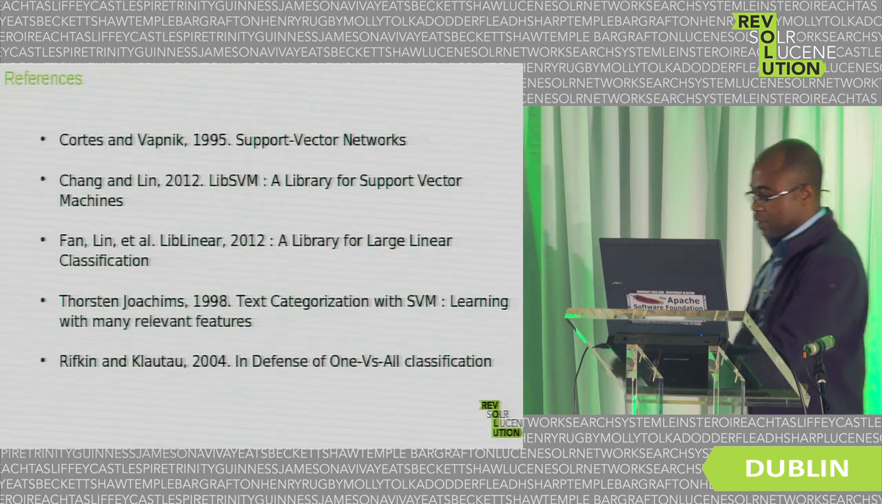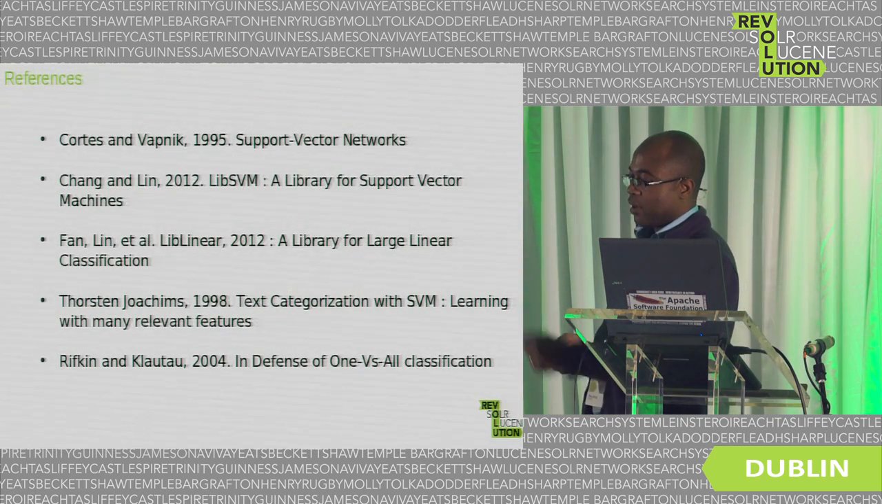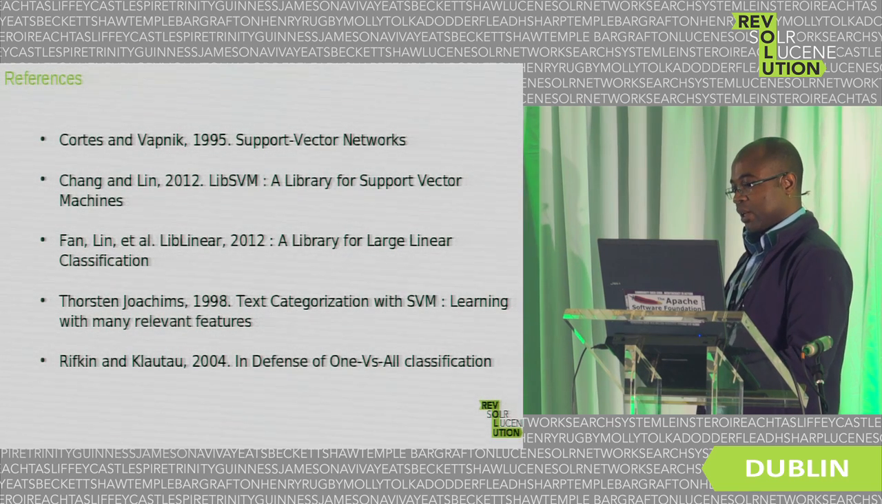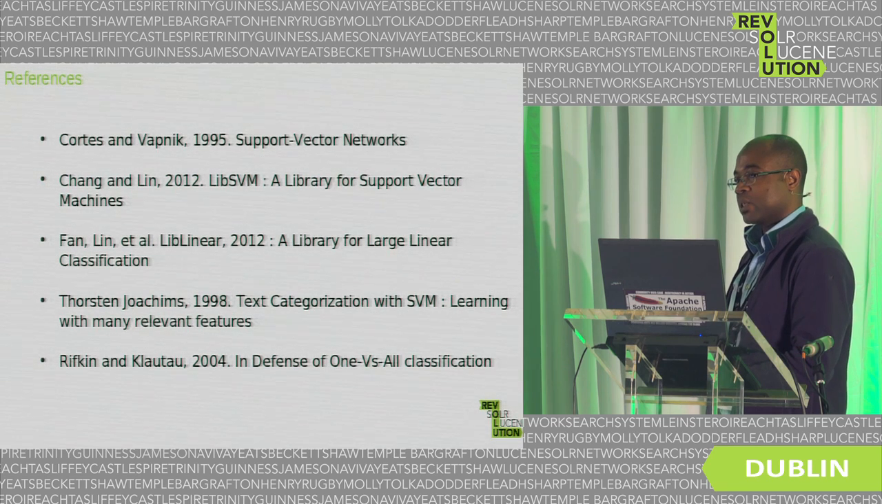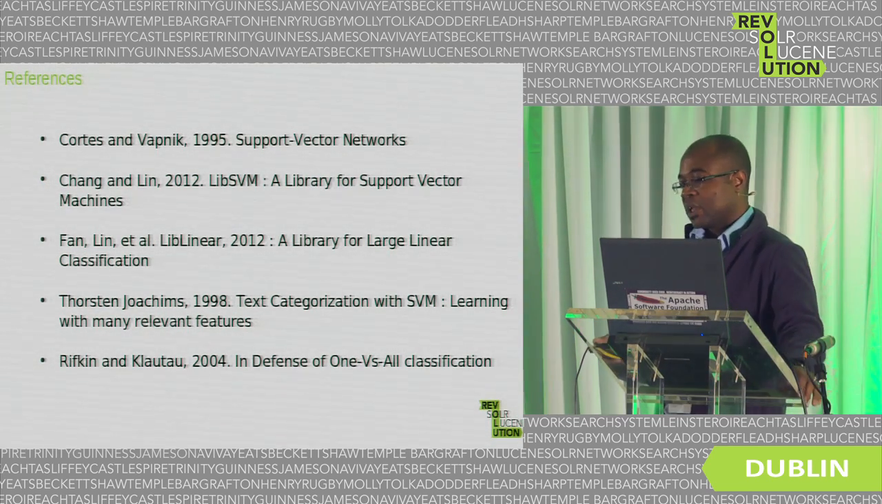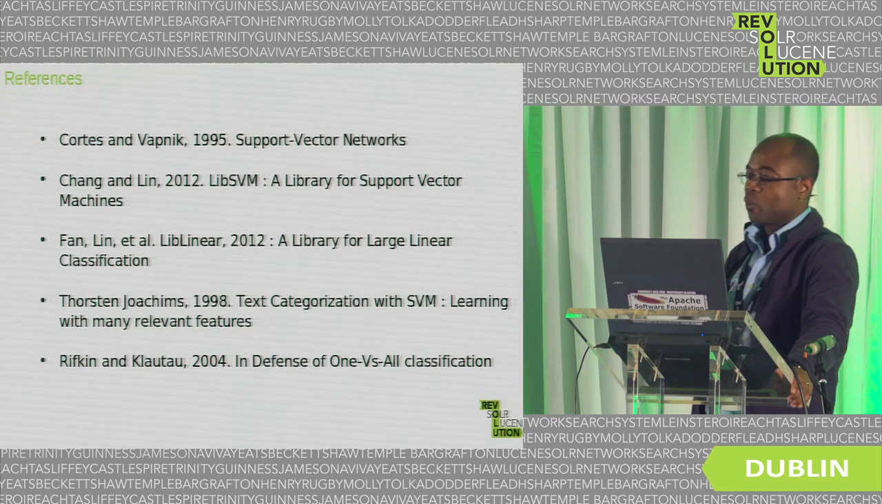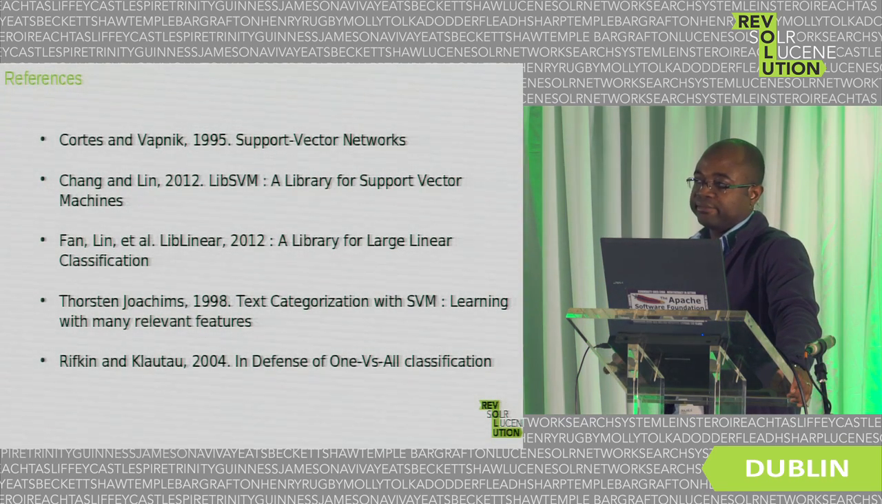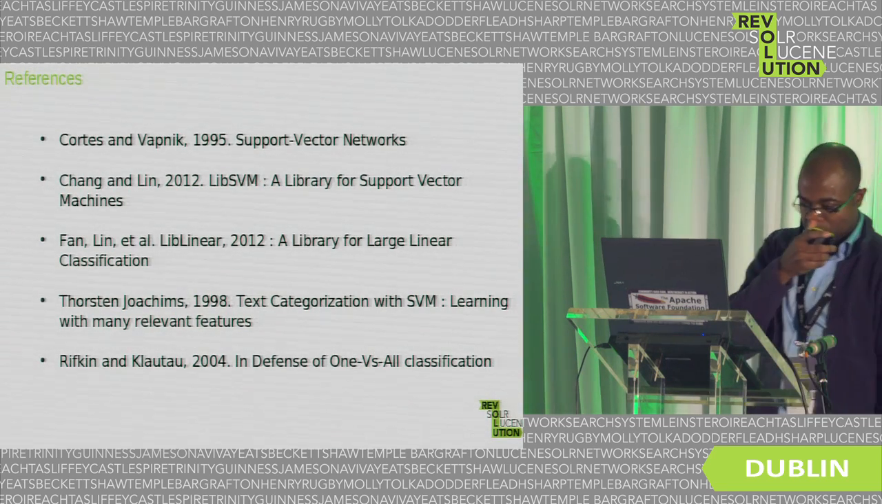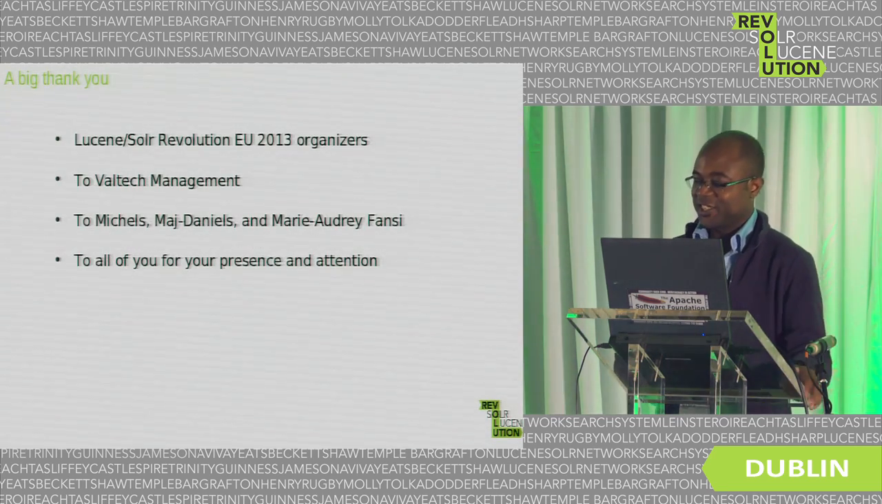So the references are this one, Cortes and Vapnik's Support Vector Network, the libSVM library, liblinear, Thorsten's work on text categorization, and this work by Rifkin and Klautau about the difference of one versus all classification. That is what I can say for today's session.